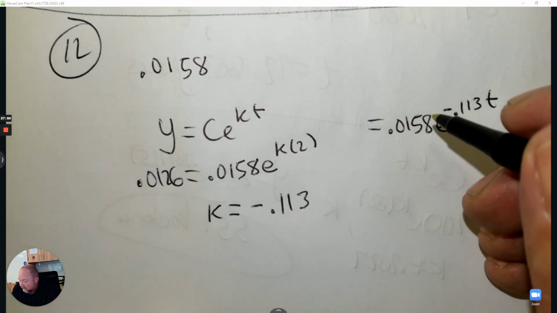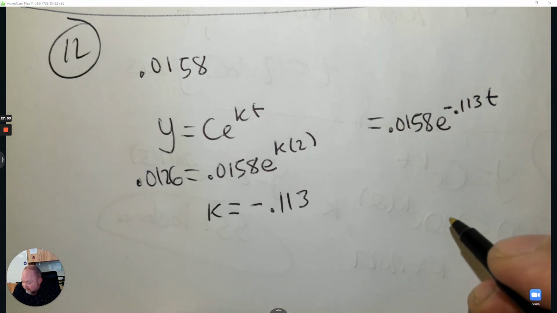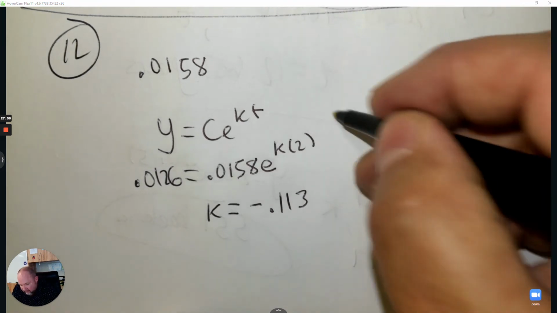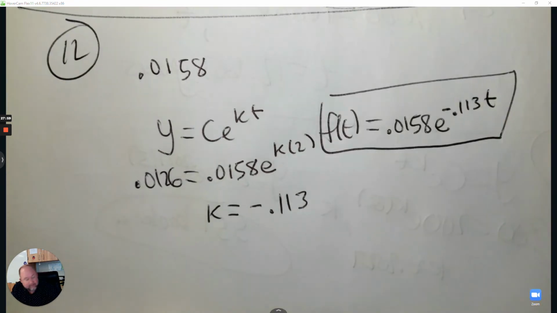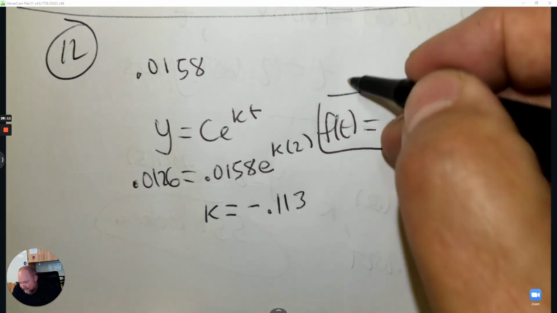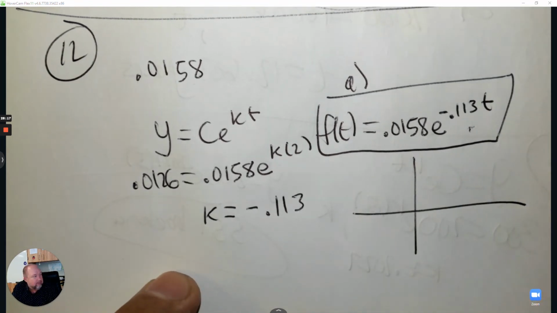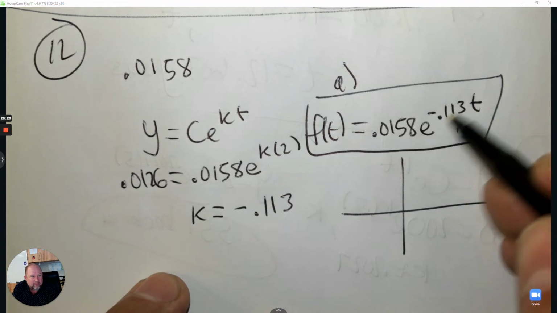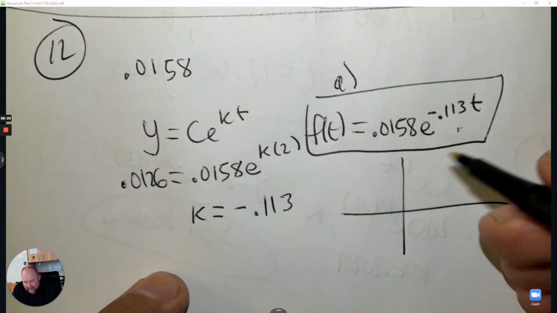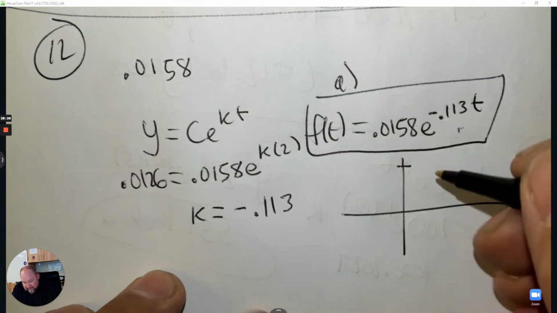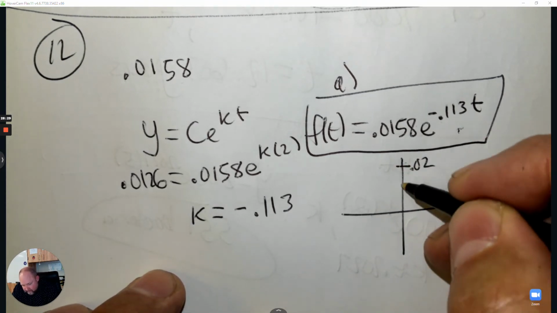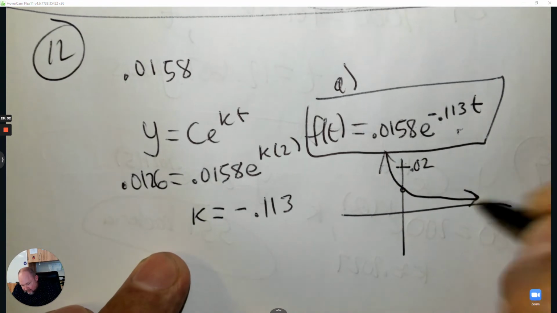So it says write the particular solution for the exponential decay of the chemical in the blood. So that's what this is. Part A, 0.0158 times e to the negative 0.3, that's the particular one, that's A. B, sketch a graph of that. Jeez Louise. So if you sketch a graph of that, if you plug in 0 for T, you're going to start at 0.0158. And it decreases. There it is.